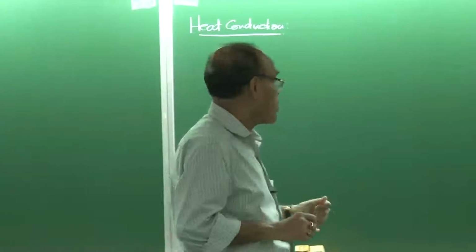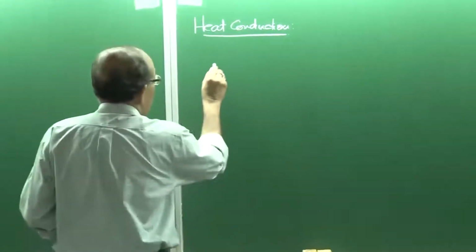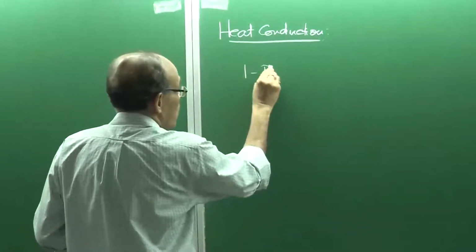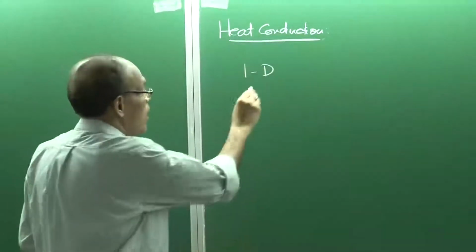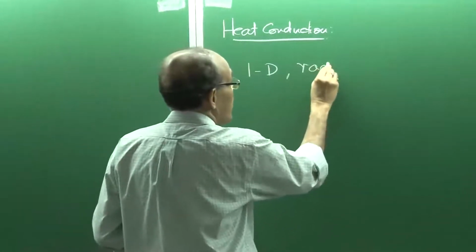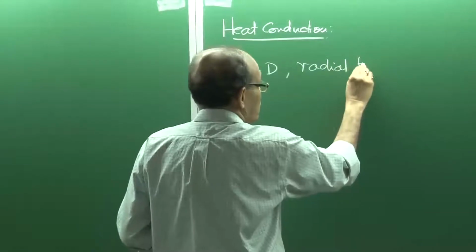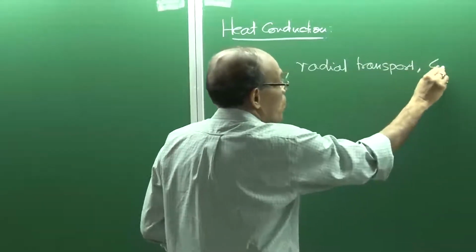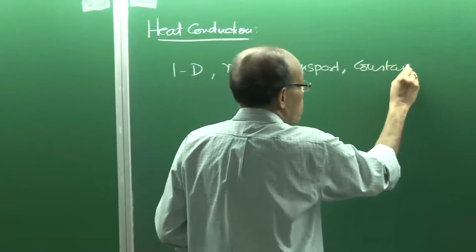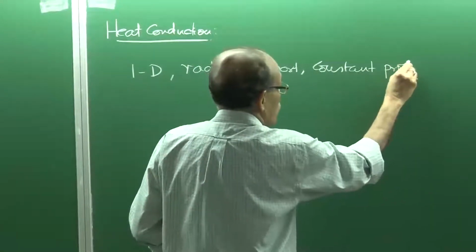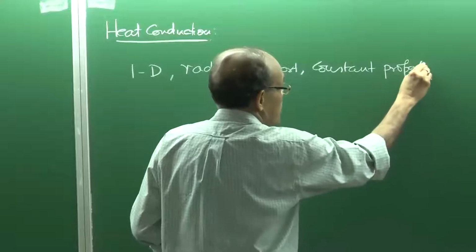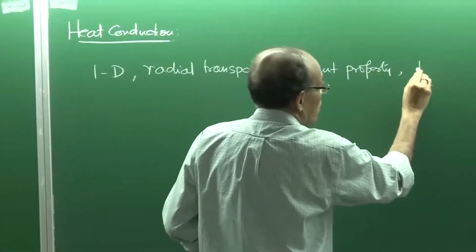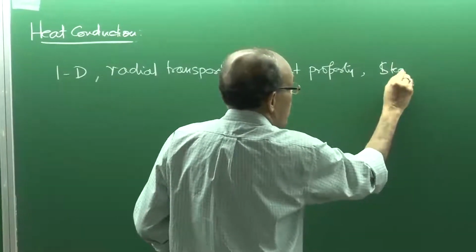So, we will consider now, the same philosophy continues. We will consider 1D and we will consider only radial transport, constant property, and of course, as I have said, we will go for steady state.